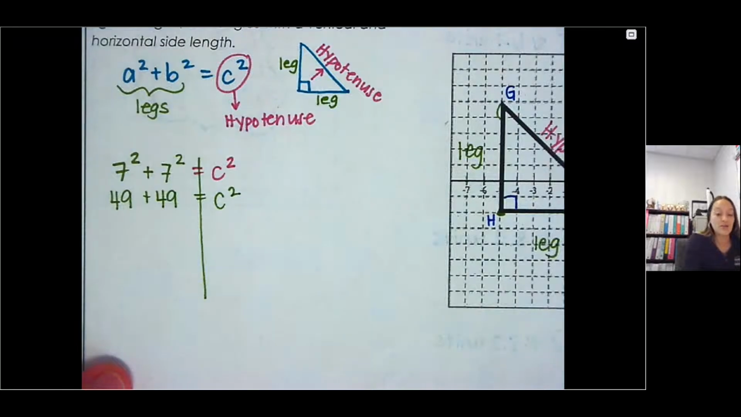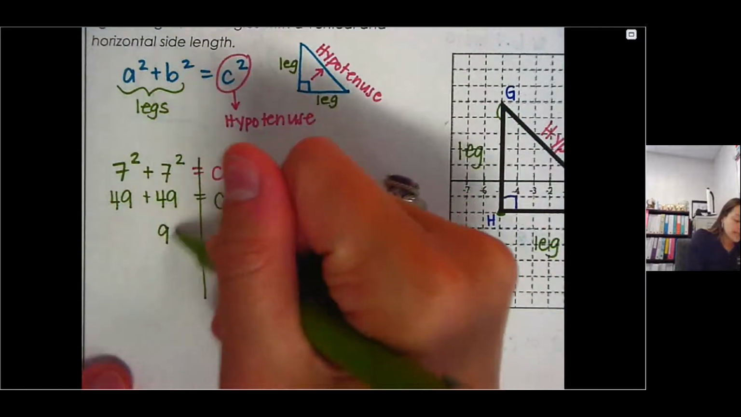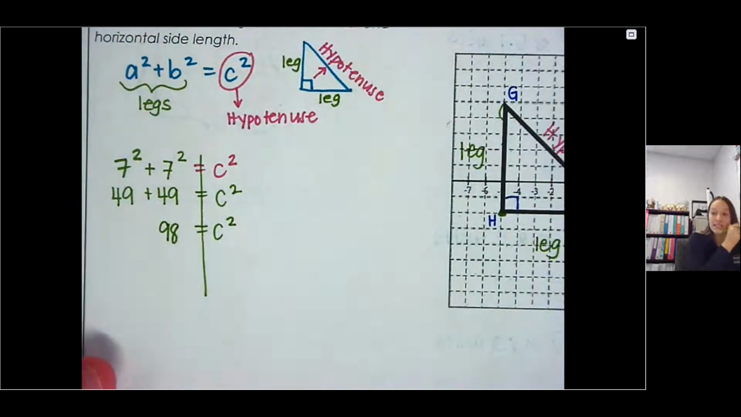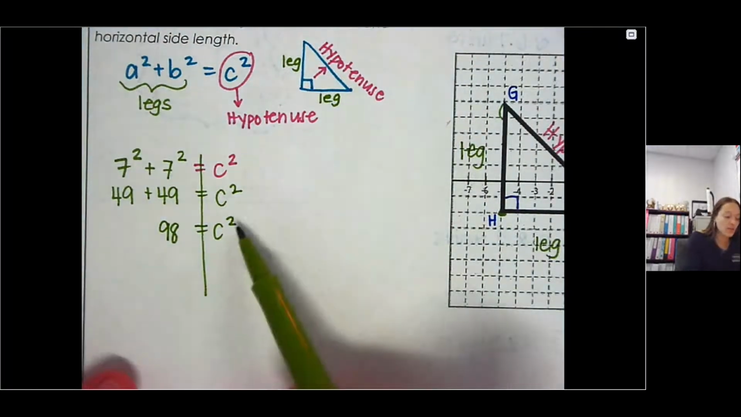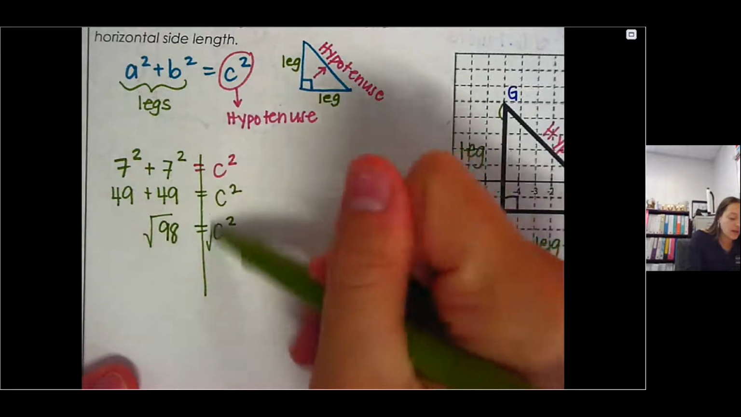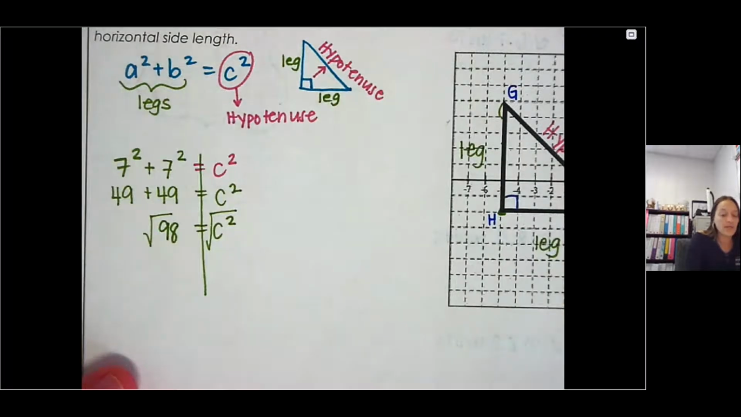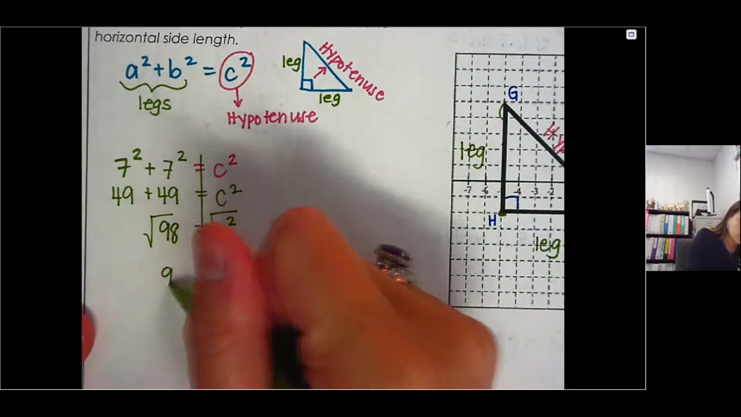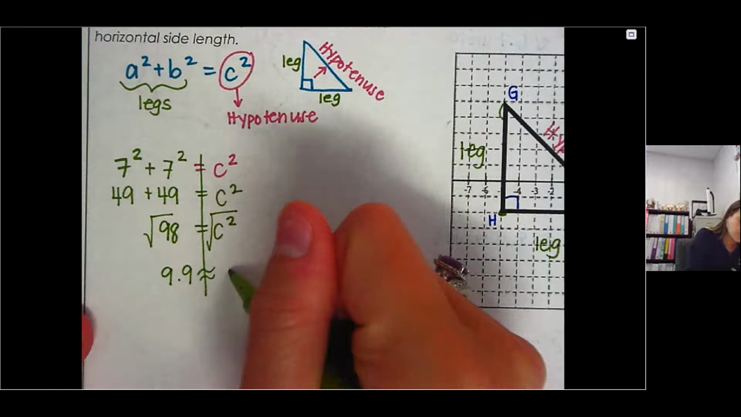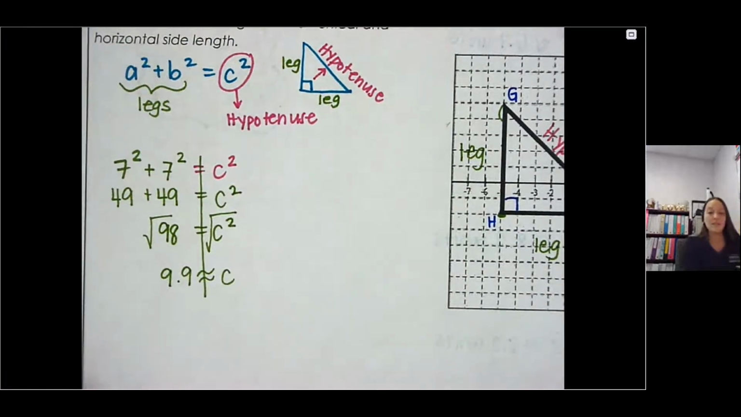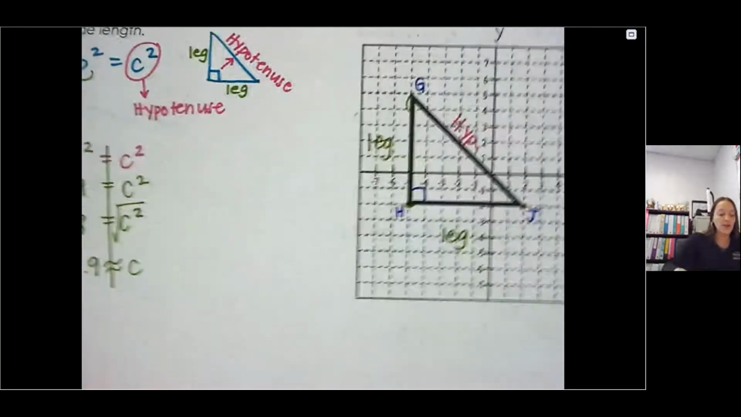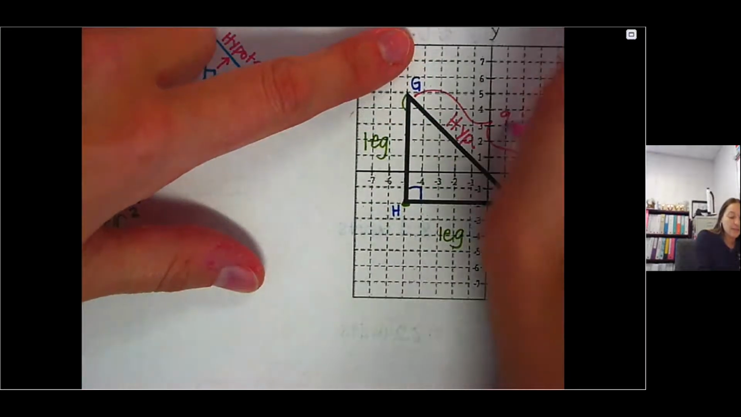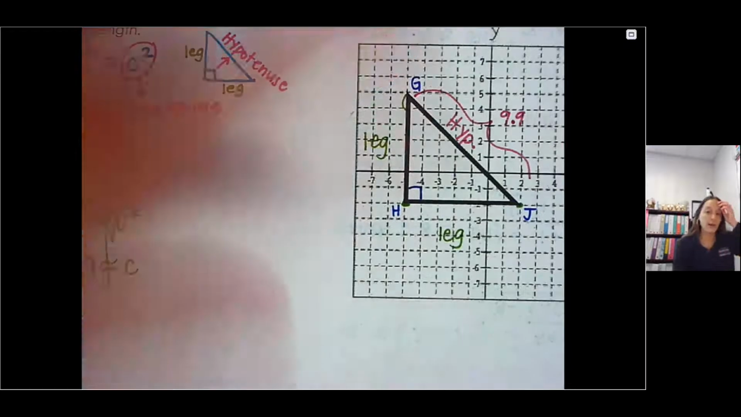I add together my two 49s to get 98, and I'm almost done. I have 98 equals c squared, but in order to get c by itself, I have to get rid of the squared, which is a square root. That will cancel it out. So the square root of 98 is about 9.9. So my C value is about 9.9. That means from G to J, this is about 9.9 units or boxes away.